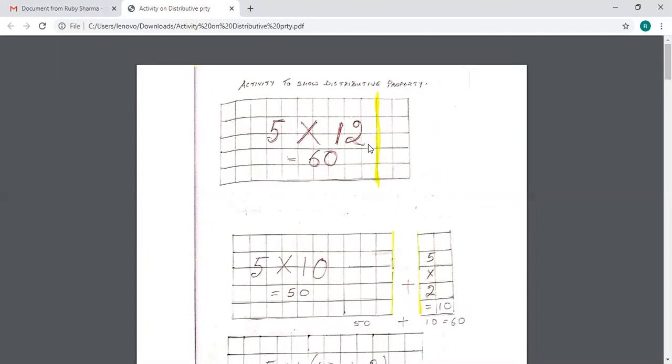So now when I divide it this way, on this side I have 10 squares and here 2 squares. So I have cut it along this highlighted line and pasted here. Can you see? I've pasted here. Now I find that here there are 5 into 10, total 50 squares, and 5 into 2, there are 10 squares. And when I add up, I get 60. This is the basic of distributive property.